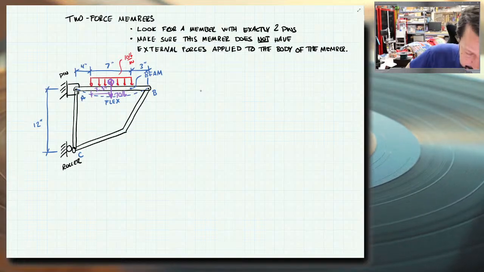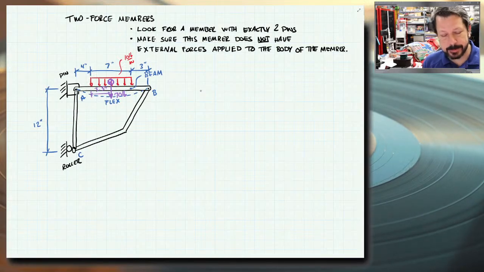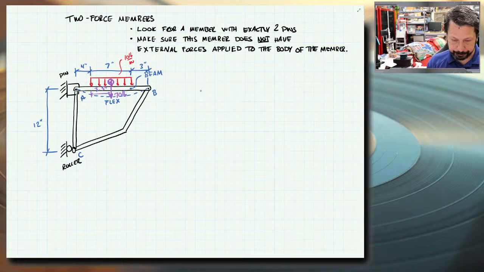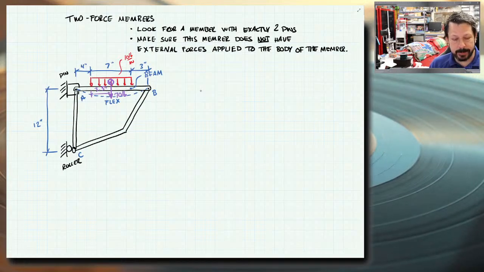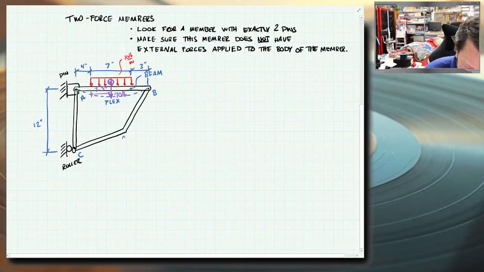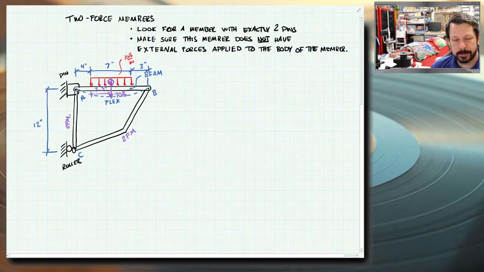All right, so how you deal with a frame or machine. This becomes a frame because it has a beam in it. First, you will kind of want to look for 2-force members. So any members that have exactly 2 pins, so AC and BC both have 2 pins. Neither of those have external forces that are applied to the body. They do have external forces, but they're at the pins. There's forces at A and forces at C from the pin and roller. But those are joints, so that's okay. I don't have like this 10 pound per inch load pushing on member AC or BC. So those are both 2-force members. So this is a 2-force member, and this is a 2-force member. So that will help us when we go to draw the free body diagram of things.